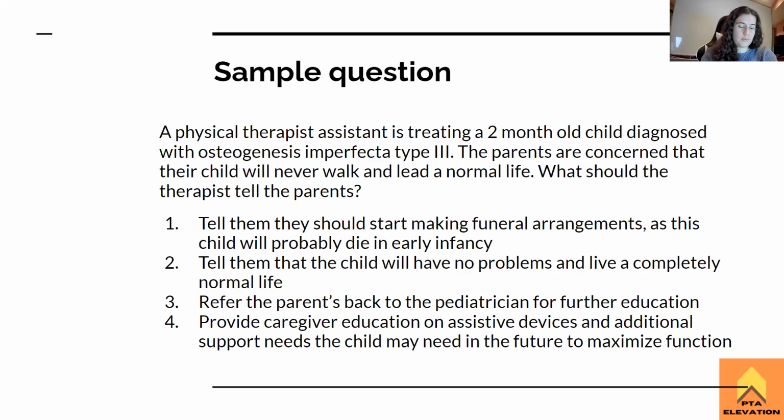So let's get to our sample question. A physical therapist assistant is treating a 2-month-old child diagnosed with osteogenesis imperfecta type 3. The parents are concerned that their child will never walk and lead a normal life. What should the therapist tell the parents? 1, tell them they should probably start making funeral arrangements, as this child will probably die in early infancy. 2, tell them that the child will have no problems and live a completely normal life. 3, refer the parents back to the pediatrician for further education. Or 4, provide caregiver education on assisted devices and additional support needs the child might need in the future to maximize function. So I'm sure this isn't the question you were expecting, but I'll give you guys a second to think about it.